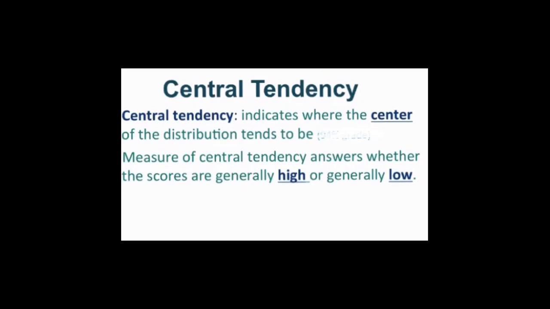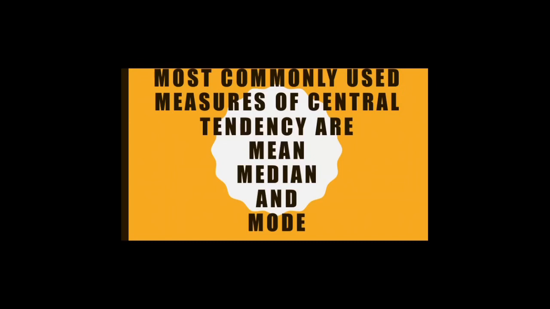It gives the answers whether the scores are generally high or generally low. Once we know which is the representative value of the series, from that we can compare the other values of the series in order to find out which are the values that are higher than the given representative value and which are the values that are lower than the representative value. The most commonly used measures of central tendency are mean, median and mode.